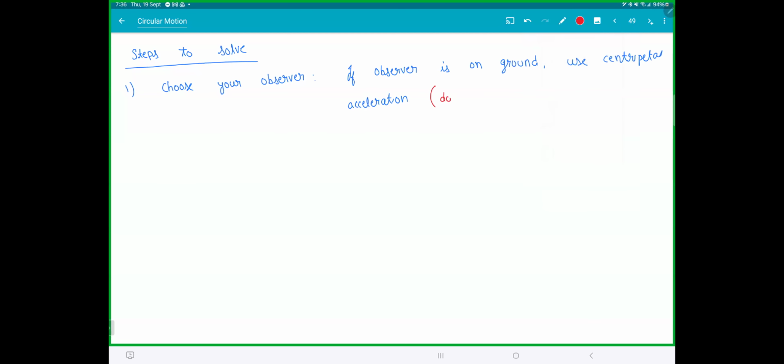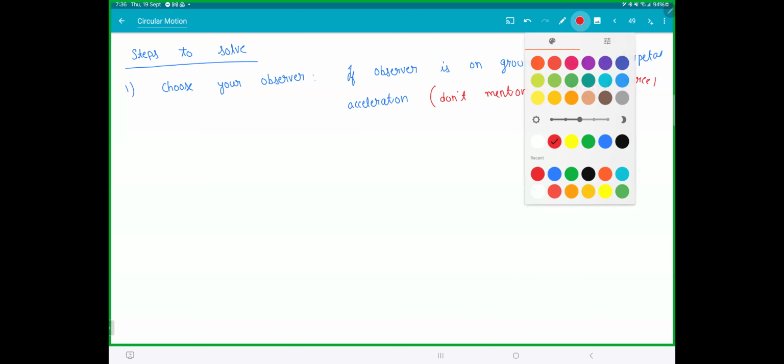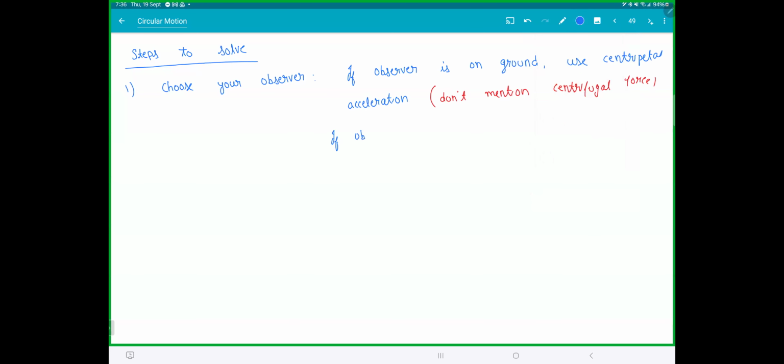Don't even mention the word centrifugal force. You just apply FBD and solve. If the observer is on the rotating frame, use centrifugal force. Don't mention centripetal acceleration. You can't have both at the same time. The moment you choose one, the other you have to leave.